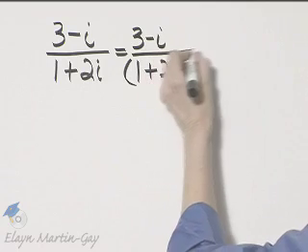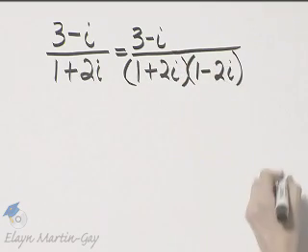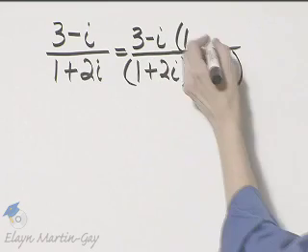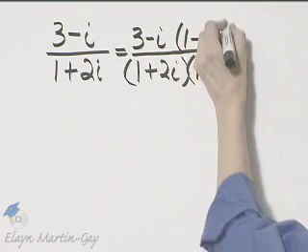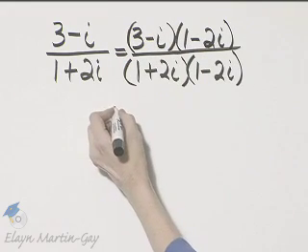What is the conjugate of the denominator? It's 1 minus 2i. Then I must multiply the numerator by the same thing, which is 1 minus 2i. Now let's see what happens as we multiply.